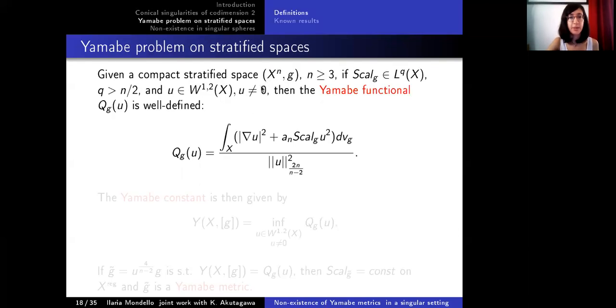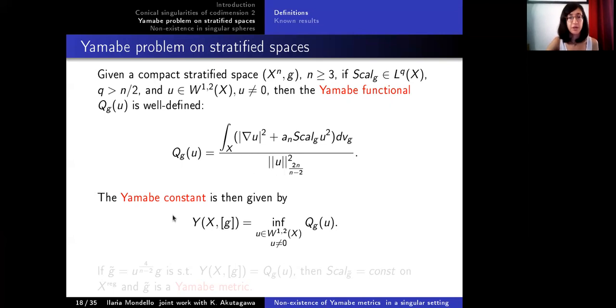So remember that the Yamabe functional on a smooth manifold was this quotient where u is a conformal factor of the metric. So here, this functional is also well defined if you assume that the scalar curvature of the space belongs to L^q for q bigger than the dimension over 2. And if you pick a function u in the Sobolev space, thanks to the embedding and this assumption on scalar curvature, you have something that is well defined and bounded from below. And since it is bounded from below, you can define its infimum, and this gives you the Yamabe constant of the whole stratified space.